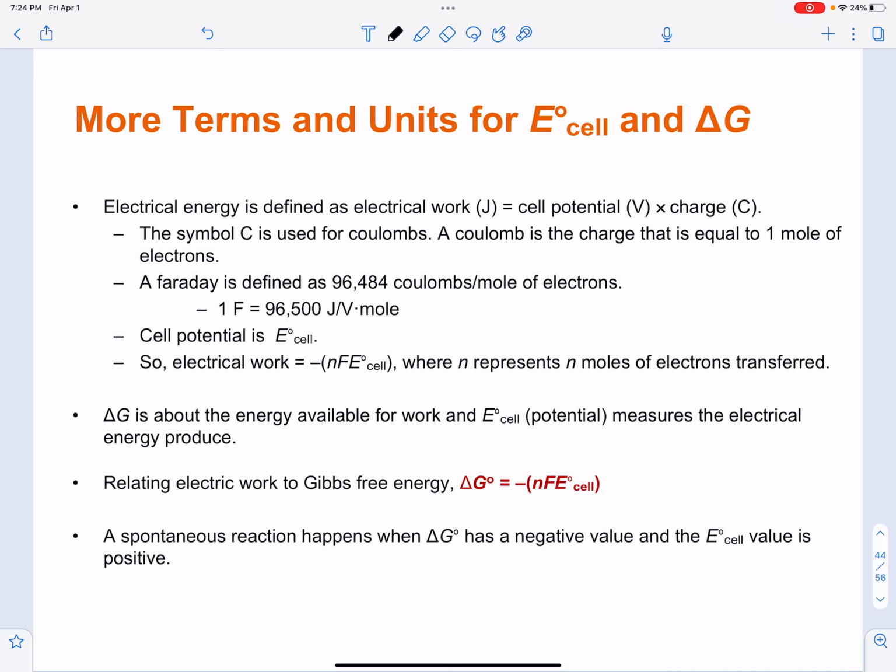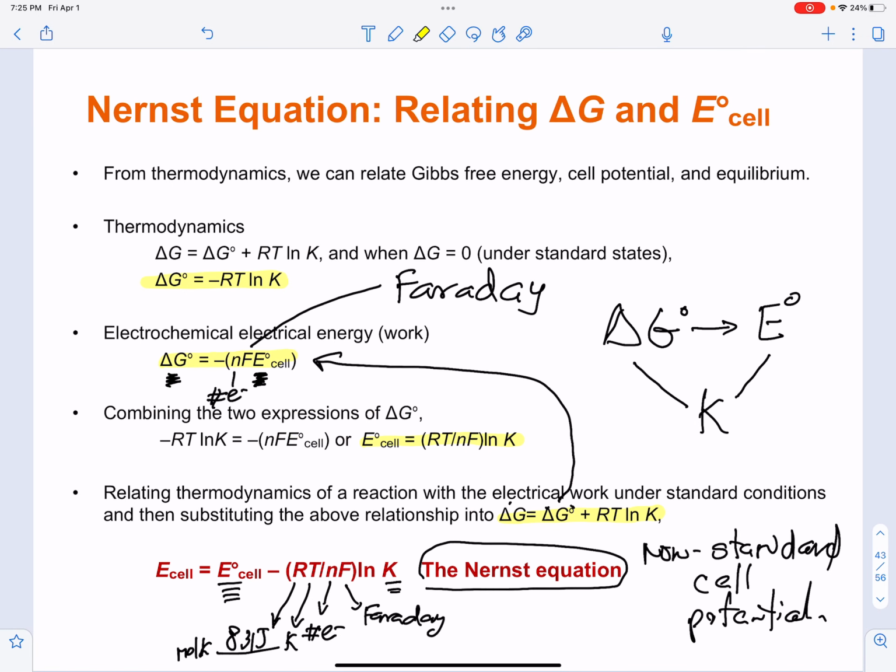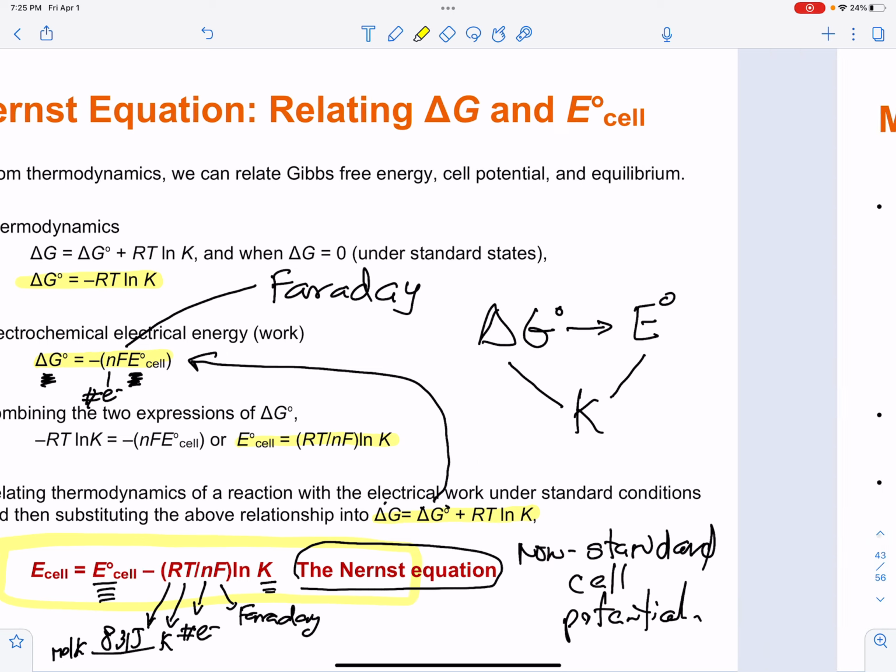And this is what a Faraday is. A Faraday is just a unit that relates energy, voltage, and amount. And that's where this formula comes from. So delta G standard can be related to the standard cell potential, and then we can relate it to the non-standard one by this one. So basically have all those formulas handy and understand where you use each one of them.